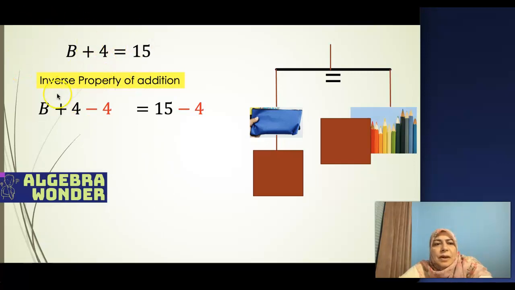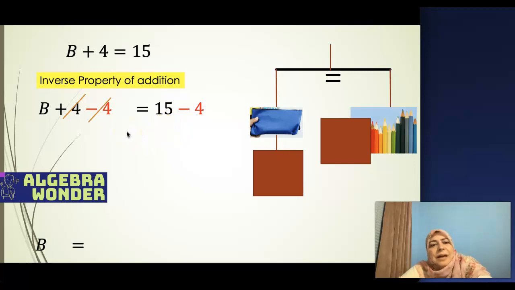So here we go. I want to eliminate this 4, so I'm going to add its opposite, because by the inverse property of addition, when you add a number and its opposite, it gives you 0. But we have to be careful. To keep the equation balanced, if I subtract 4 from the left side, I also have to subtract 4 pencils from the right side. This is why you say if you do something to the left side, you have to do it to the right side to keep the balance of the equation.